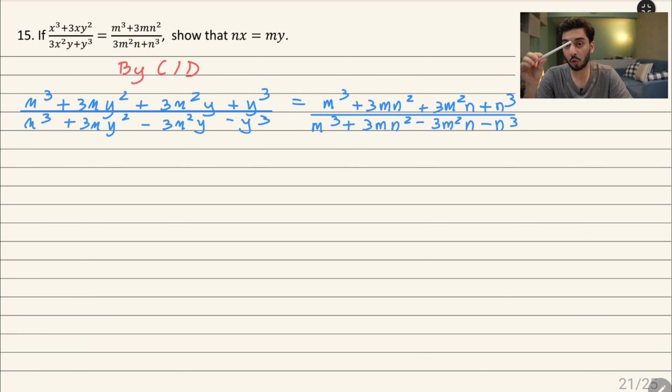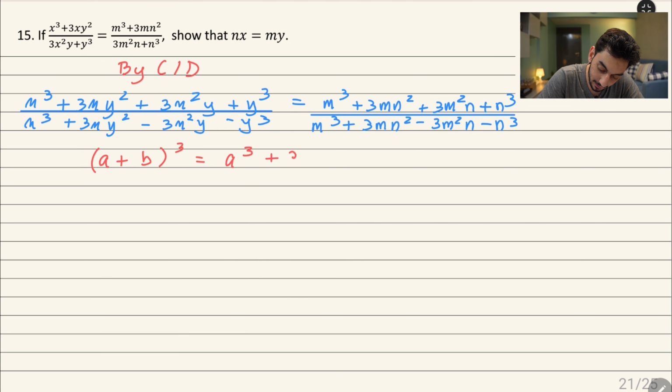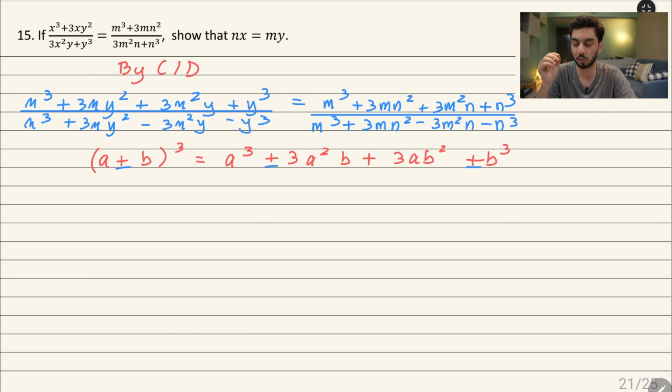Now if you know the properties of algebra, which are (a plus b) the whole cube and (a minus b) the whole cube, you can see that this is actually the expansion of those formulas. I'll just write the formulas over here. (a plus b) all cube is equal to a cube plus 3a square b plus 3ab square plus b cube, and if I have a negative sign over here, all the alternating terms would be negative.